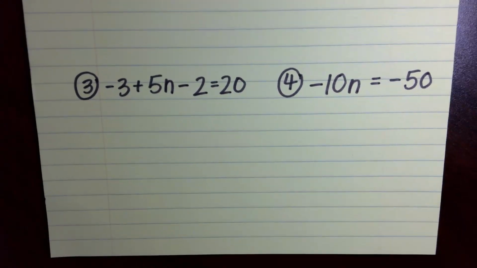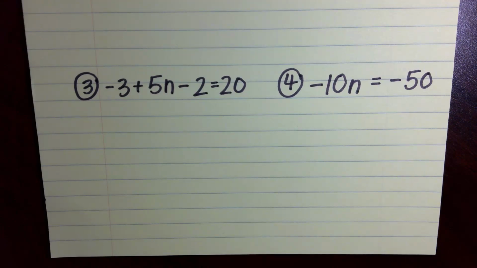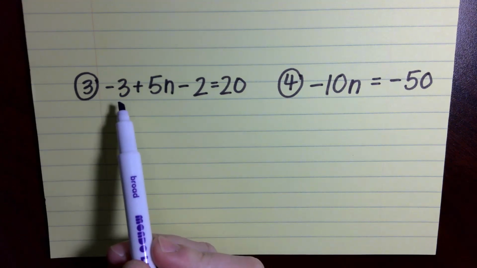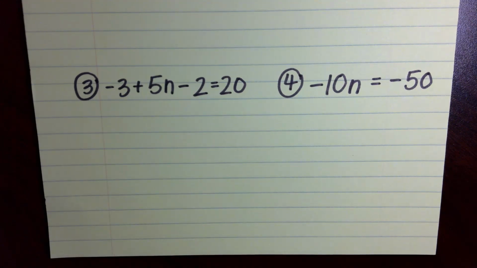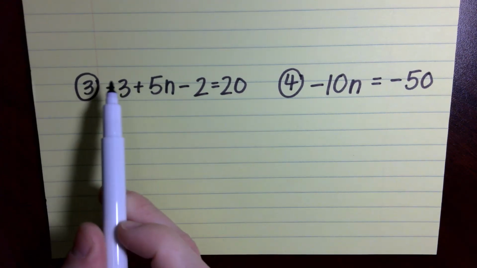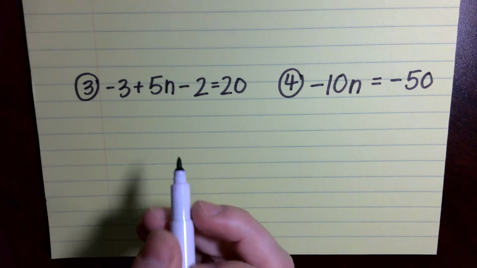So let's go ahead and look at these last 2 questions. Number 3 says negative 3 plus 5 times n minus 2 equals 20. So whenever we're looking at this problem in number 3, what do you guys know about this equation so far? What can you tell by looking at it? Steps wise, what do we need to do? Change the 3. Okay, so change the 3. What do you mean change the 3? Oh yeah, so we're trying to get rid of this negative 3, right? So we're going to add 3.